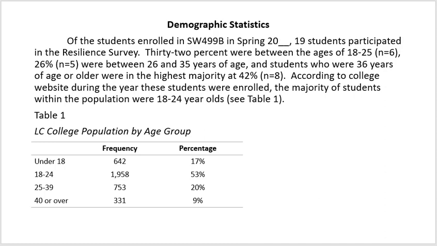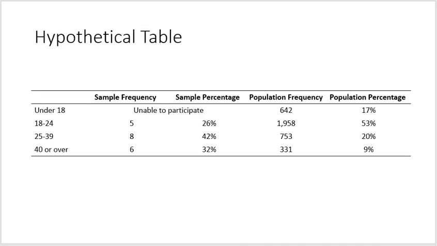Had I really thought ahead, I might have wanted to match the categories that I used so that I could compare them directly with both the state college, the main college population, and the social work student population. If I had done this, my table would look like this. So we have the sample. We had few under the age of 18 that were unable to participate. We had 18 to 24-year-olds within our sample, and this is the population.